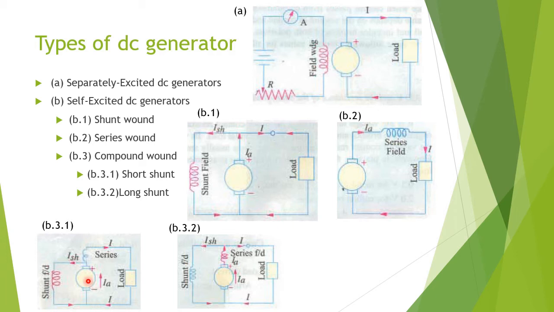Shunt windings means it is connected in parallel with the armature. In short shunt, the shunt field windings are connected in parallel with the armature alone. But in long shunt, the shunt field windings are connected in parallel with both the armature as well as the series winding. So like this. This is the long shunt. That is the difference.